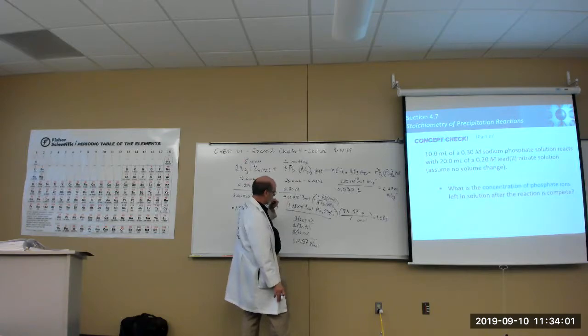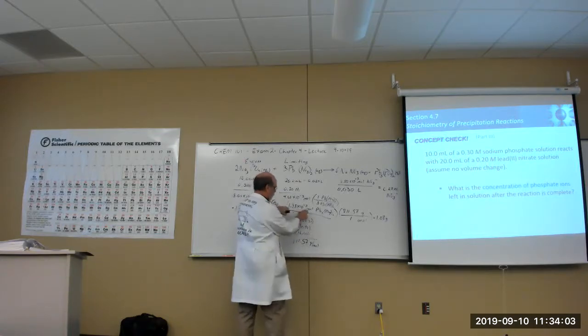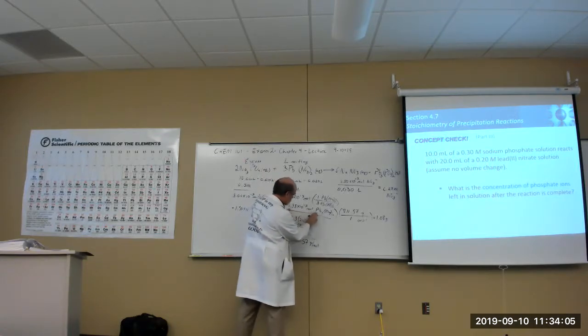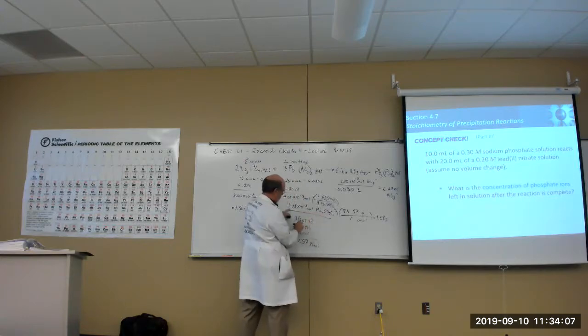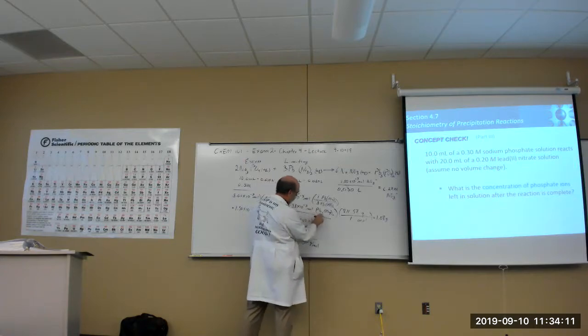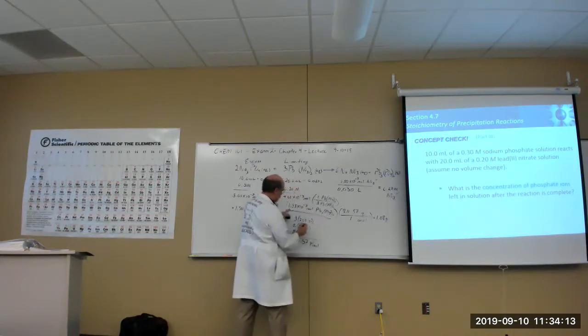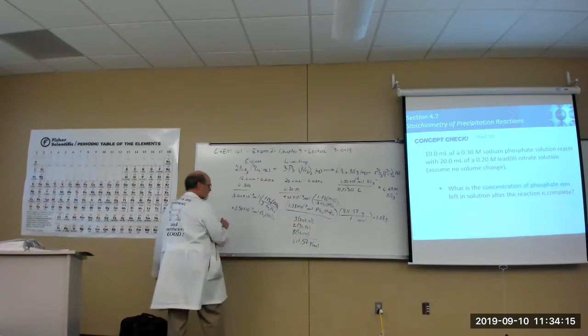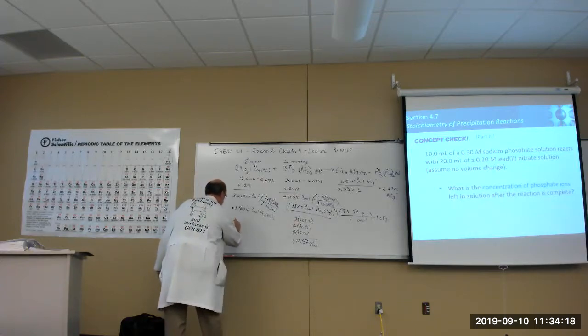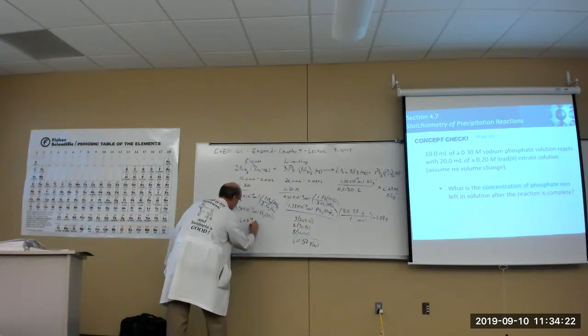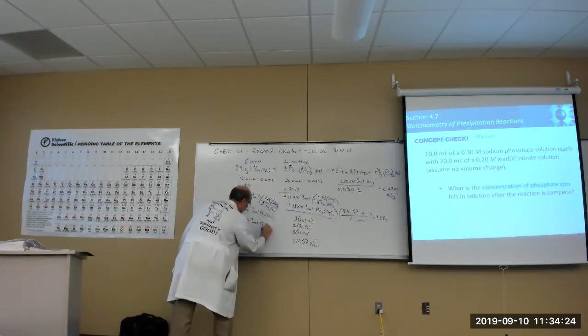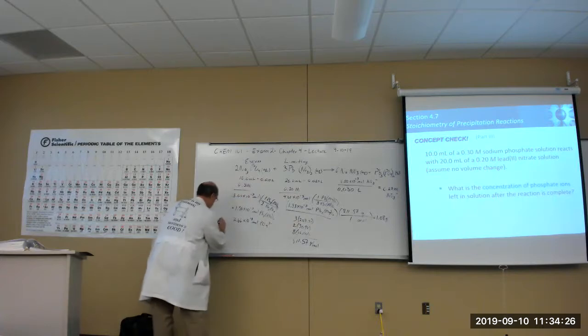Well, if we used this much, let's see, how many moles? Here we go. We produced this much lead 2 phosphate. So how many moles of phosphate does that represent? Well, for every mole of this compound, we got 2 phosphates. So we actually consumed 2.66 times 10 to the minus 3 moles of phosphate. Consumed.